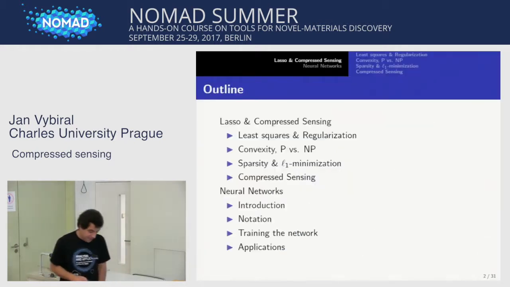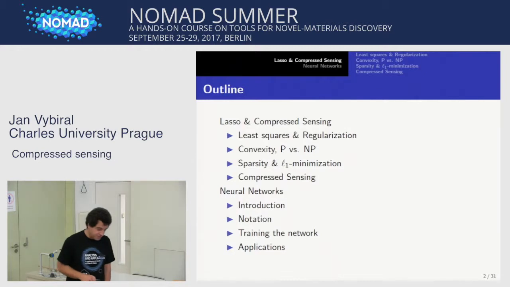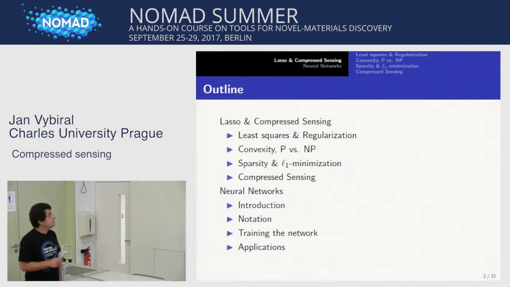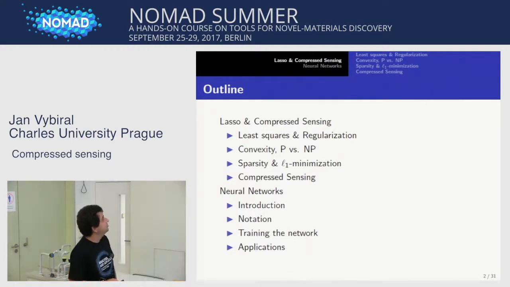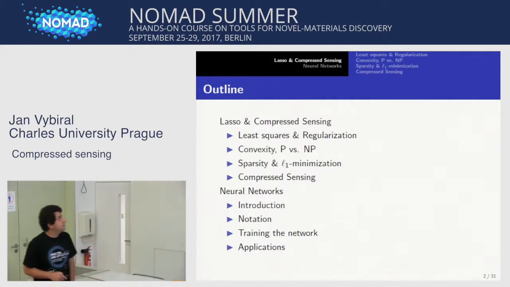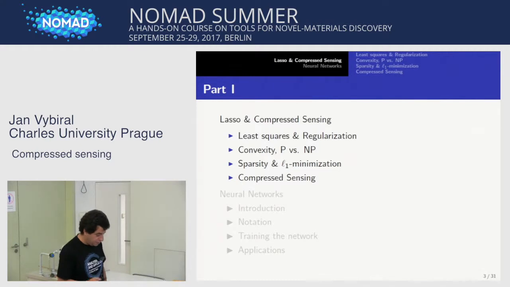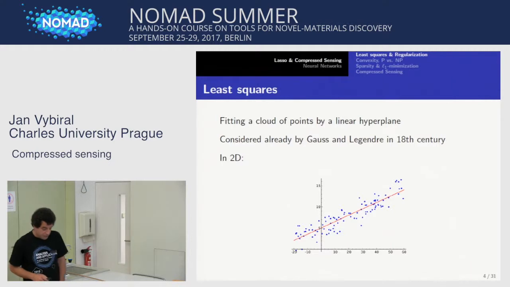So this is an outline of my talk. Some 4 or 5 years ago, we were essentially thinking mainly about lasso and compressed sensing, so I will give some basic introduction to that. Since then, the topic of neural networks arrived on a pretty big wave of interest. So if time permits, I will say something about that at the very end, but I will also stress the main differences between these two things.